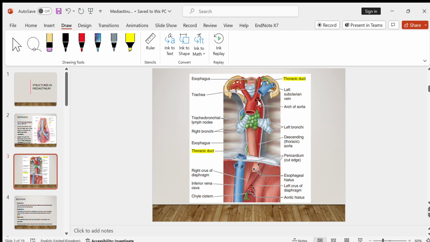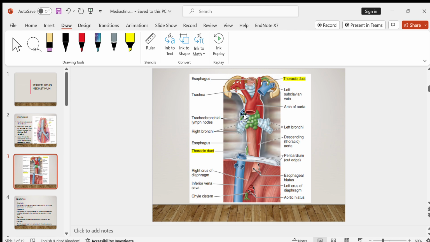What else can we see on the left side of the esophagus? We can see the left subclavian vein and the left subclavian artery. In addition to that, on the left side of the esophagus, we can see the thoracic duct and the left bronchus. Okay, what can we see on the right side of the esophagus?